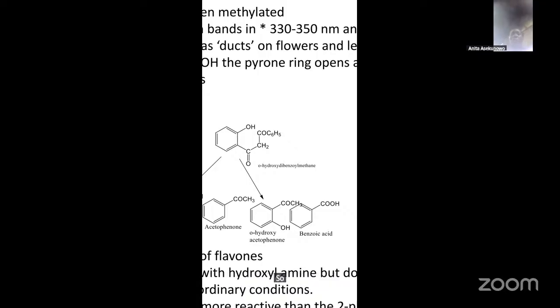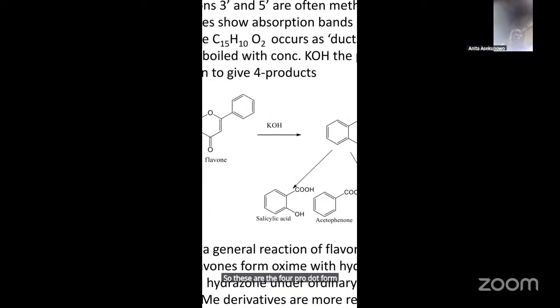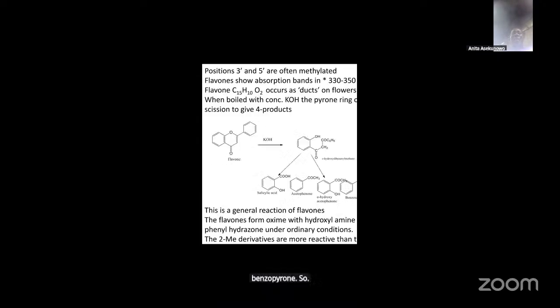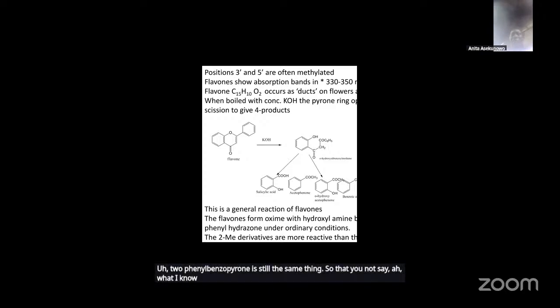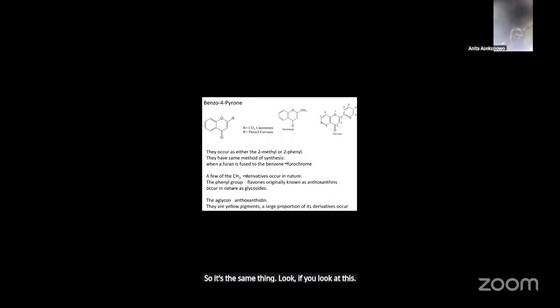So these are the 4 products formed when flavone, which is 2-phenyl benzopyrone, reacts. So in case in the exam you did not see flavone, you saw 2-phenyl benzopyrone, it's still the same thing. So that you will not say, what I know is flavone, not 2-phenyl. If you look at this, you know that 2-phenyl benzopyrone is flavone. So if you're asked 2-phenyl and we don't use flavone, don't get confused. It's still the same thing.